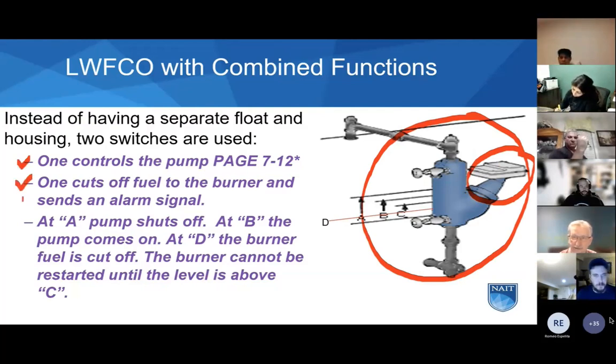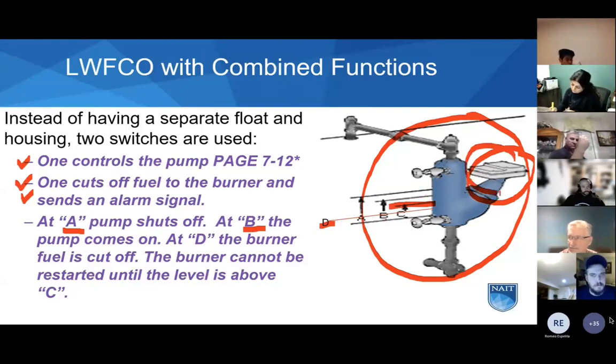If the fuel gets cut off, there should be an alarm to a control room. It's often a siren or a buzzer right in the boiler room, right on your boiler control panel. If the boiler goes down, there will be a horn that blows to warn you. And then the lines on here: at A, the pump shuts off. At B, the pump comes on. If the level goes way down to D, the burner fuel is cut off and won't be restarted unless the level goes back up to this height.